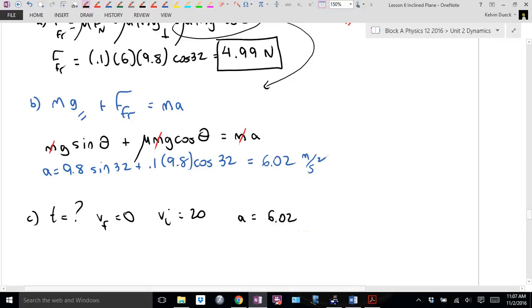I'm looking for an equation that has VF, VI, A, and T, and I think this is the one we used the most last year in Physics 11. I think it's VF equals VI plus AT. Get the T by itself. I get 0 minus 20 all over 6.02, and I get a problem.